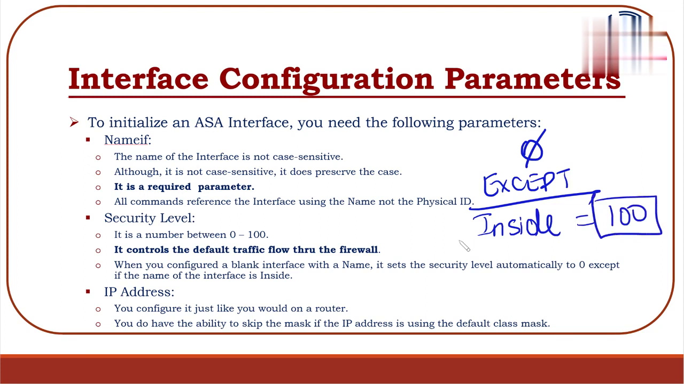Anything else, it'll set it to 0. What is the security level? It's a number between 0 to 100. This is a very important parameter. This is the one that will control what traffic will be allowed through the firewall.